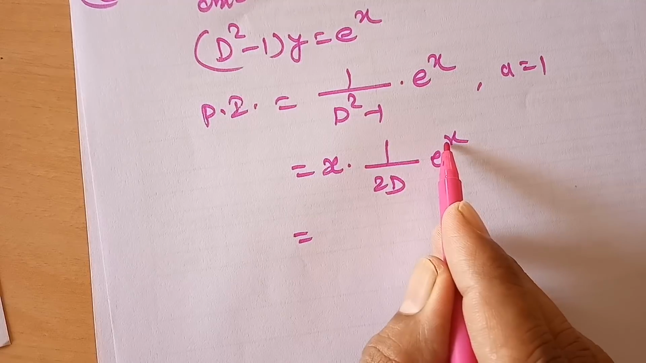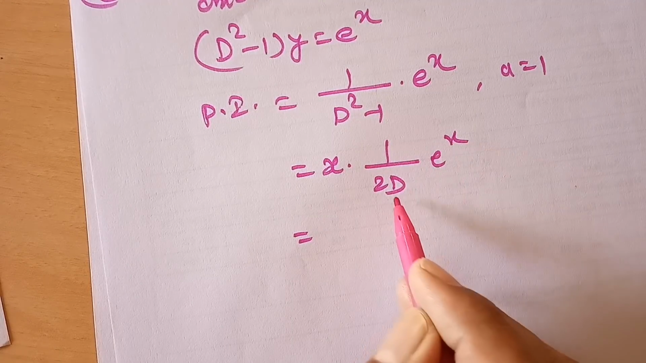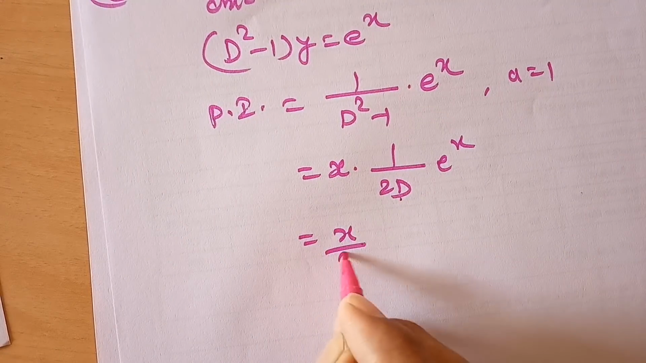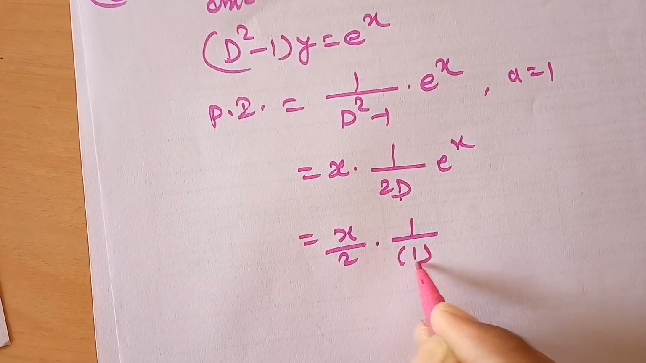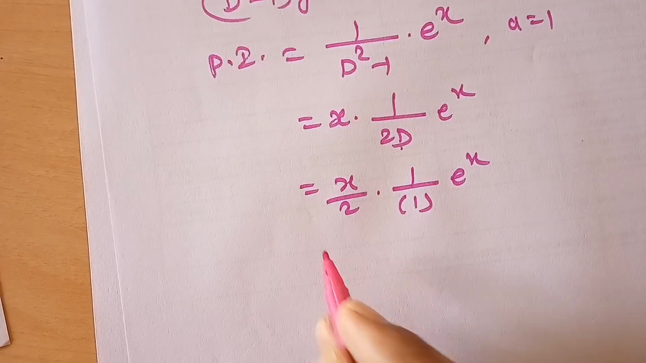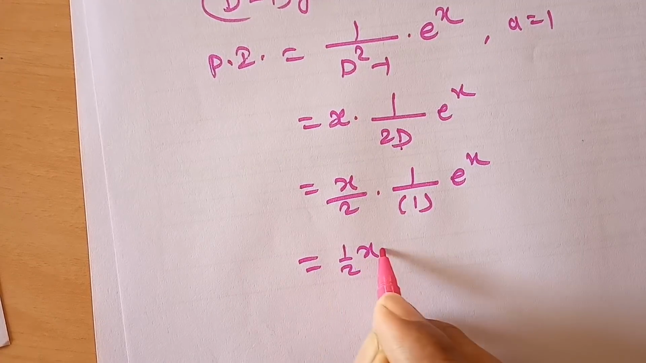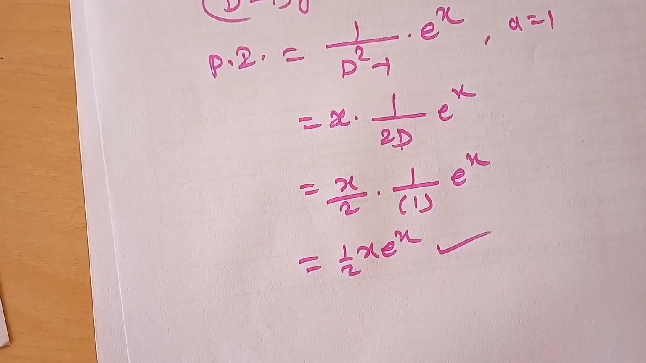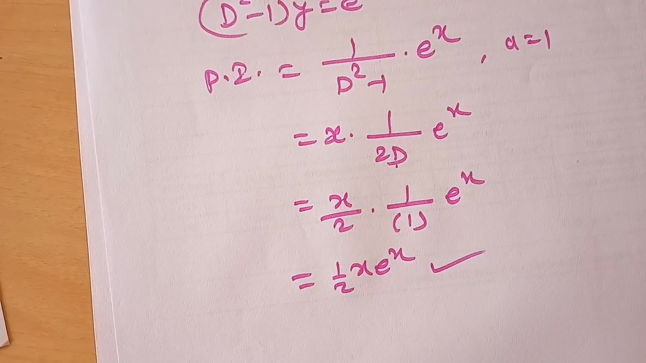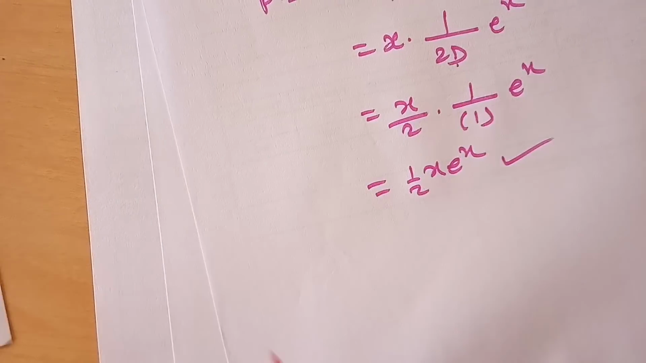Now I will put a equal to 1 in this formula. This is x divided by 2 into 1 upon 1 into e raised to x, and we get 1 by 2 into x into e raised to x. This is your particular integral. It means if the denominator becomes 0, then we write its derivative, and successively we can write our PI. Again, I will take one more example.